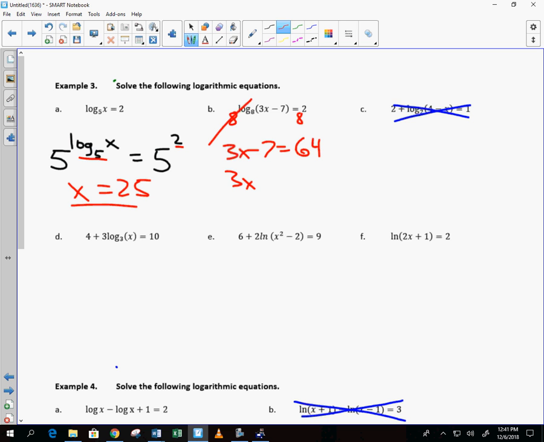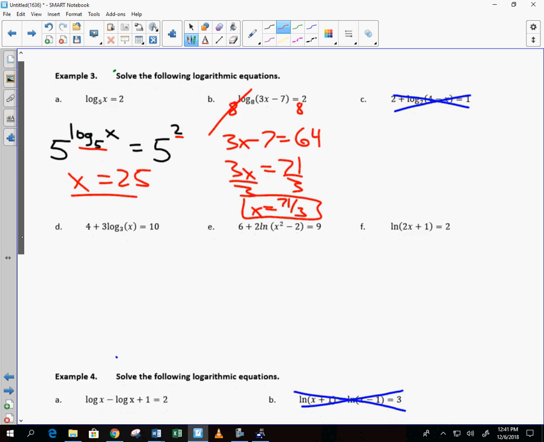Add the 7, 71. Divide by 3, x is 71/3. I think that's pretty awesome. Try letter D on your own. Go.